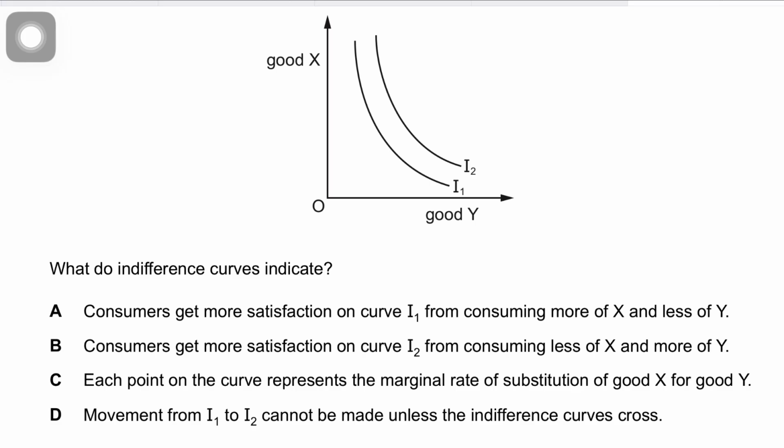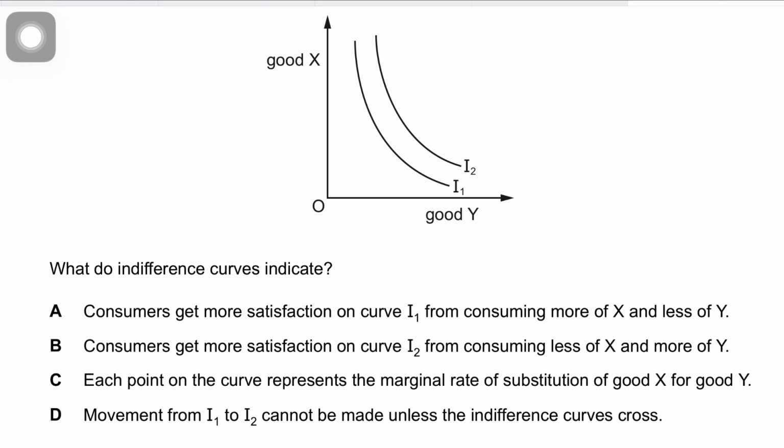Now, consumers get more satisfaction on I2 from consuming less of X and more of Y. Now this part is incorrect. So you see, a higher indifference curve gives more satisfaction, but not simply because consumers consume less of X and more of Y. So it's not that I2 is giving more satisfaction because the consumer is consuming less of X and more of Y. Utility depends upon the whole combination, and every combination on I2 would give a higher utility than I1.